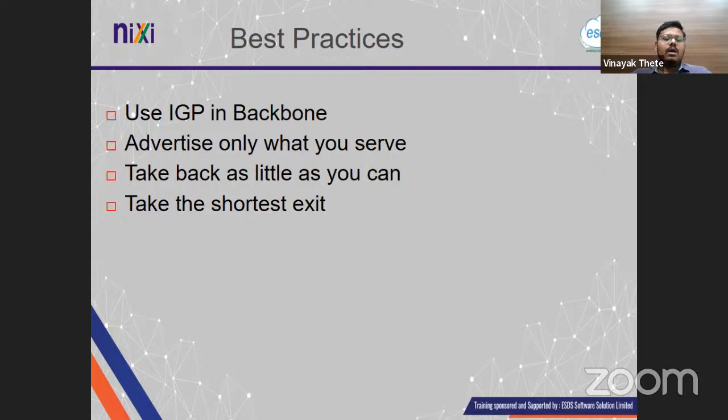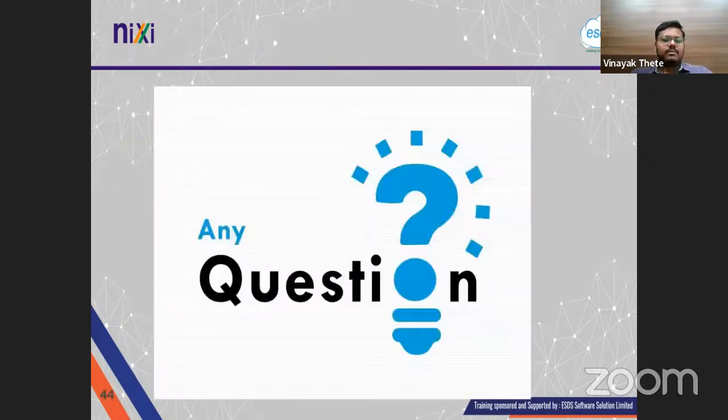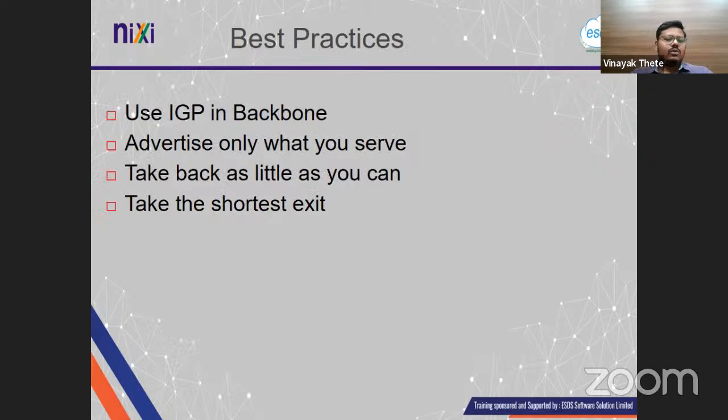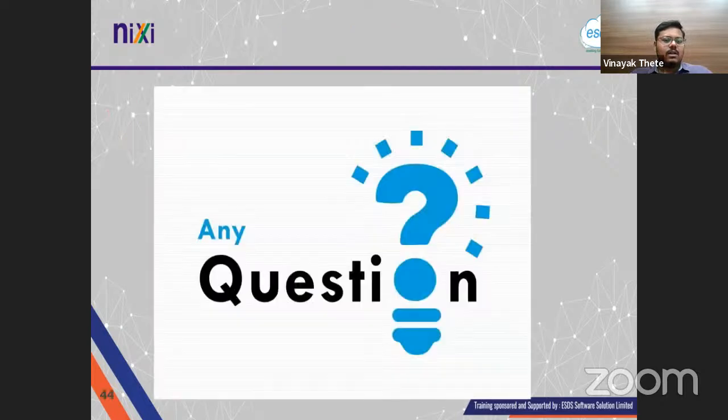So there are multiple policies which can be implemented, and nowadays it is mandatory from the ISP as well to limit the routes which they are taking, using route filtering. These are the best practices to implement BGP over the internet. This was the last slide for today's session. If you have any questions, please feel free to ask.